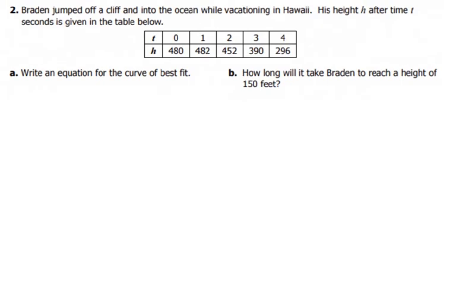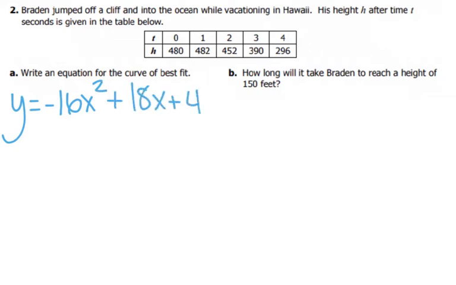Alright, so number 2, Braden jumped off a cliff. He's okay, he's fine. He hit the water, so he's good. Here's our little formula. I want you to pause the video and find the equation of the curve of best fit in 1, 2, 3. So I got negative 16x squared plus 18x plus 480.